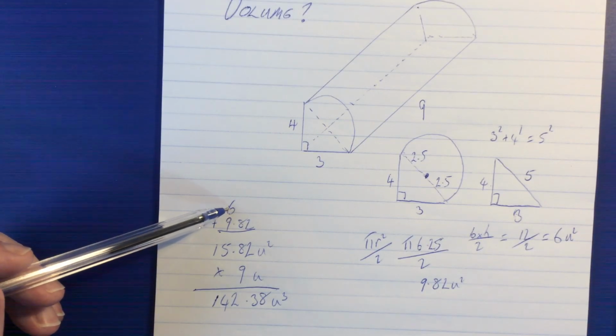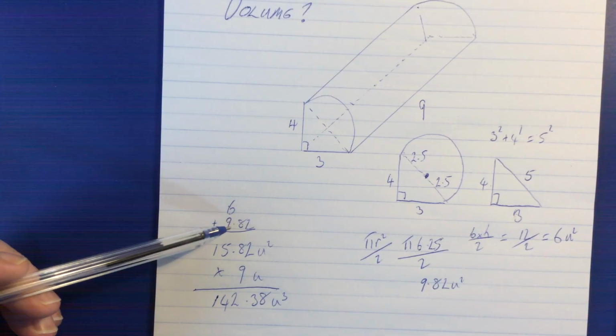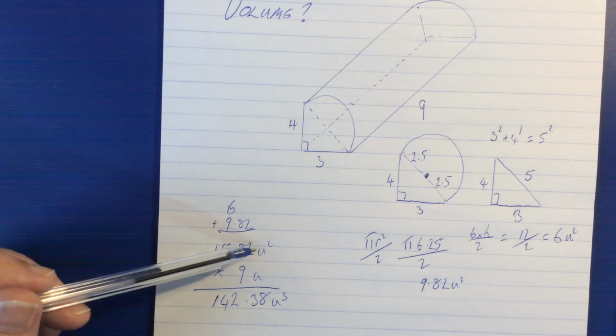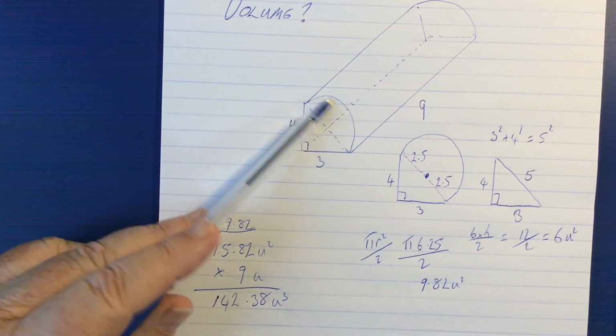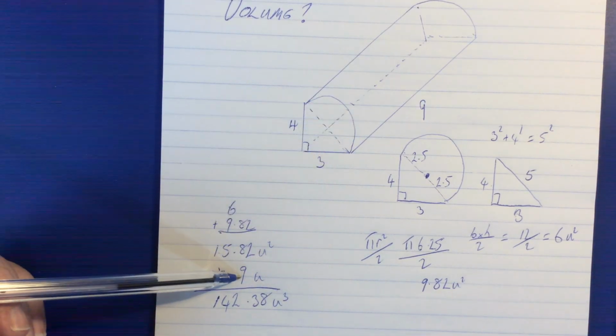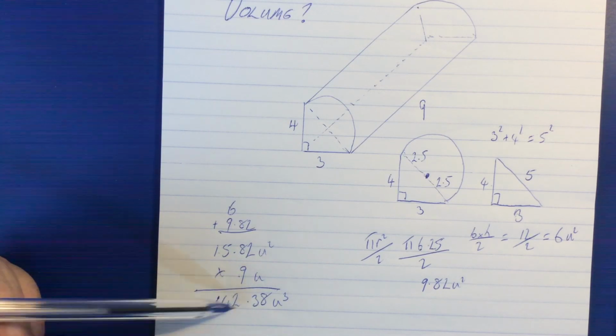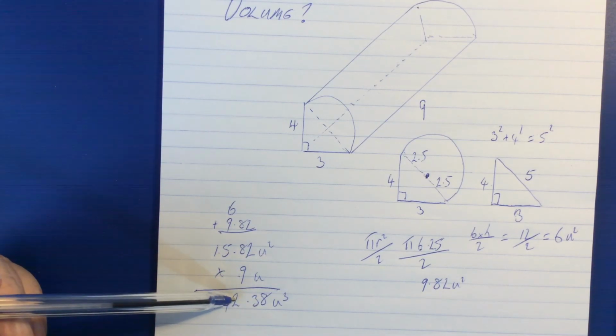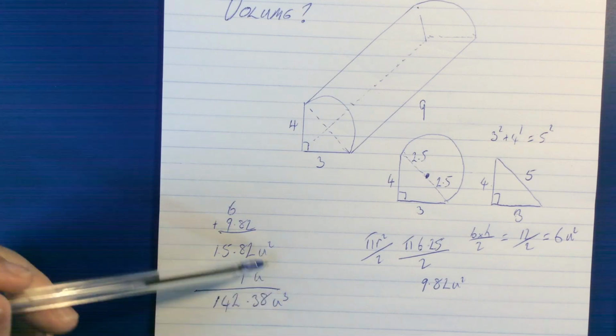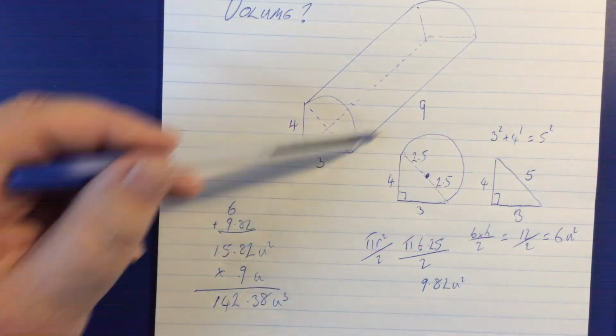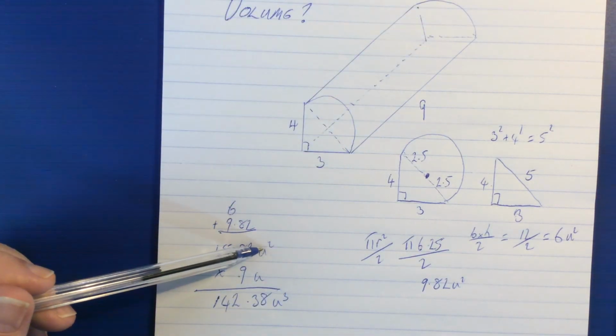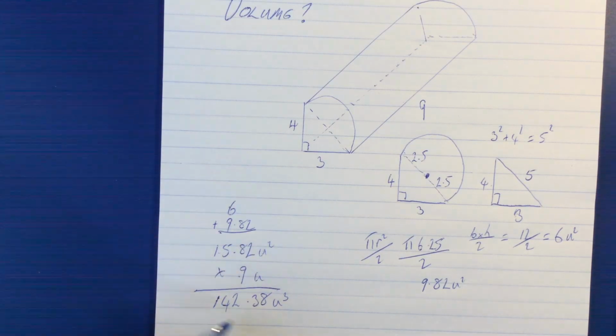Sorry, I'll get that into shot and I'll just say all that again. We add the area of the triangle and the semicircle. We get 15.82 units squared, which is this face here. Multiply it by 9 units. We get 142.38 units cubed. It's units cubed, not only because it's volume, but because it's units squared times units.